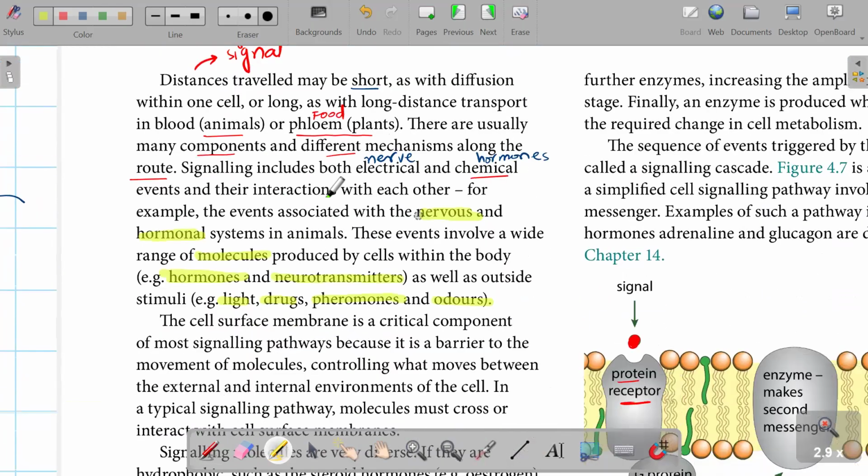Can you tell me briefly how our body will respond to the external stimuli and to the internal stimuli?